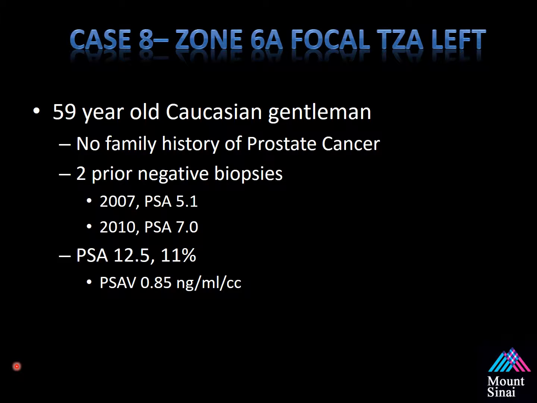Case 8. A 59-year-old Caucasian gentleman, no family history of prostate cancer, 2 prior negative prostate biopsies, 1 in 2007 with a PSA of 5.1, and 1 in 2010 with a PSA of 7.0. His PSA currently is 12.5, with 11% free PSA and an abnormal PSA velocity of 0.85 nanograms per milliliter per cc. Again, before we go, look at the top of the screen. Zone 6A, a focal defect in the transition zone anterior left.